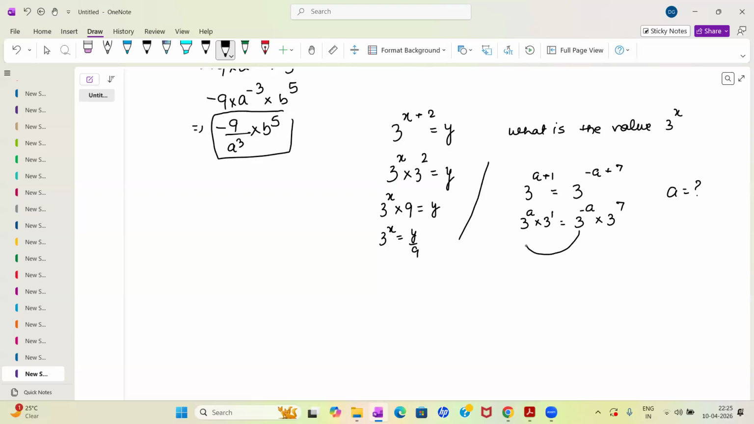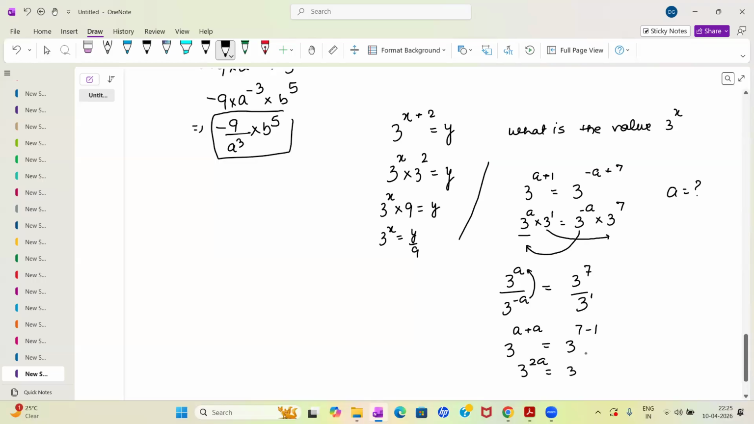Here, this 3 to the power a will come downward and this 3 will come here. So 3 to the power a upon 3 to the power minus a is equal to 3 to the power 7 upon 3. This minus a will come upward and will be added. So this is 3 to the power a plus a. And here the power is 1 and the final is 7 minus 1. So 3 to the power 2a is equal to 3 to the power 6.